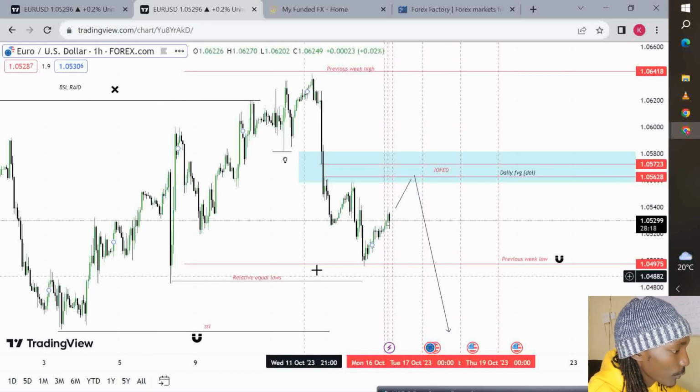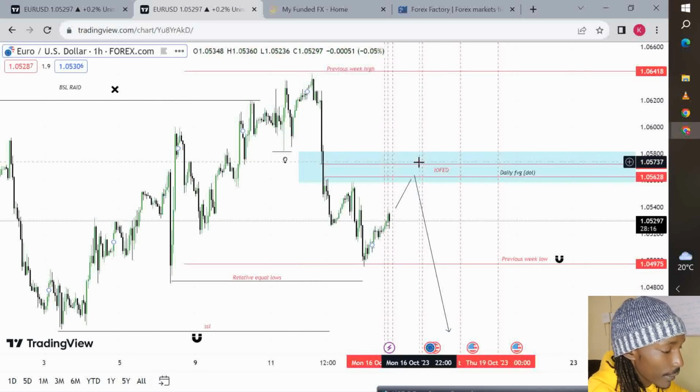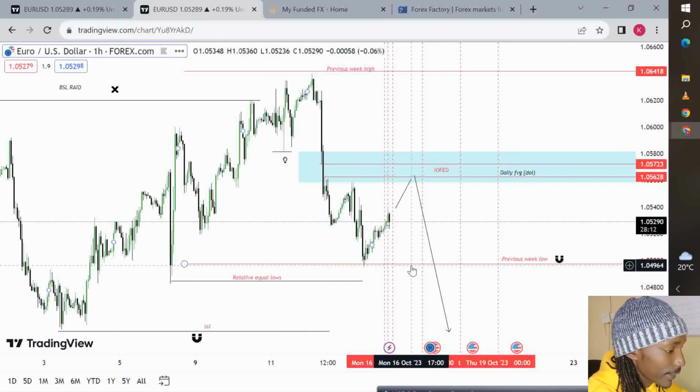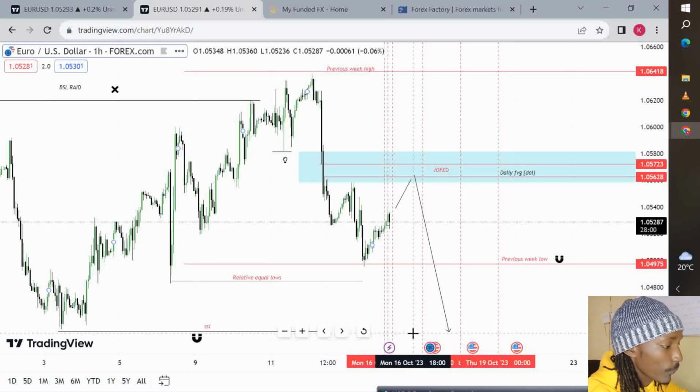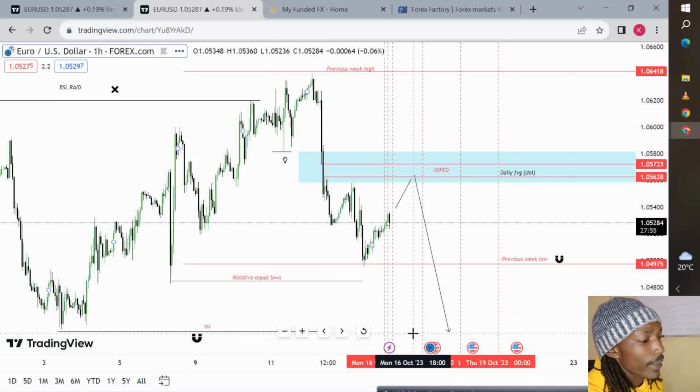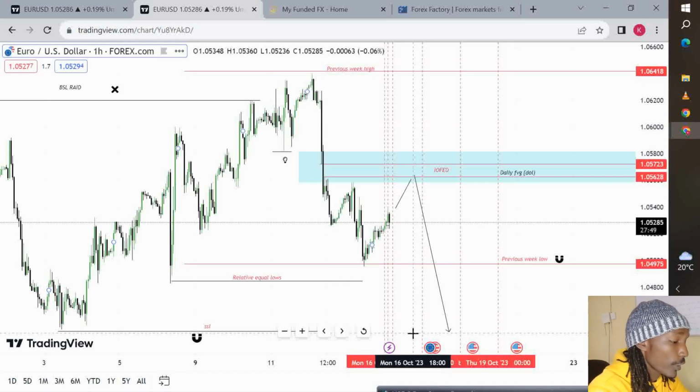1.05628. Our first target is the previous week low, which is 1.0496. Then we go to our next target, which is 1.04829. Then lastly we have our target, which is 1.0445. So those are the 3 targets I have in mind for Euro USD, and I'll be anticipating for price to get to these levels.